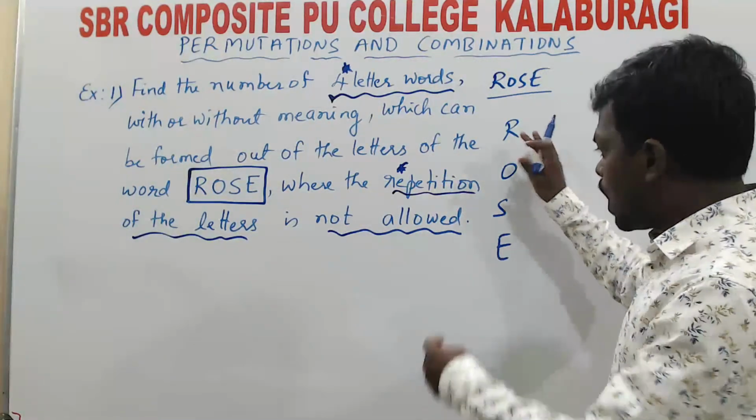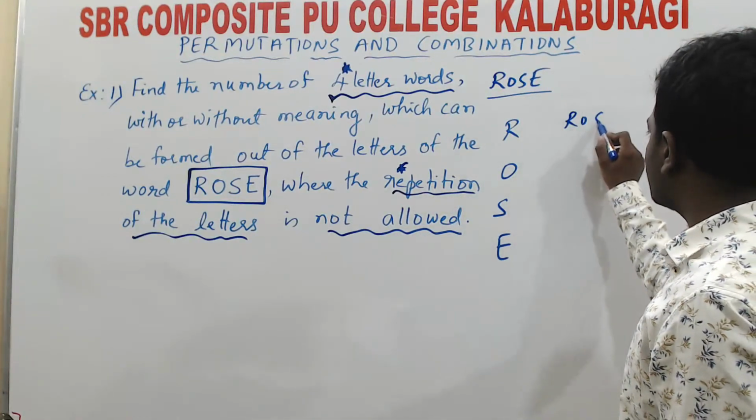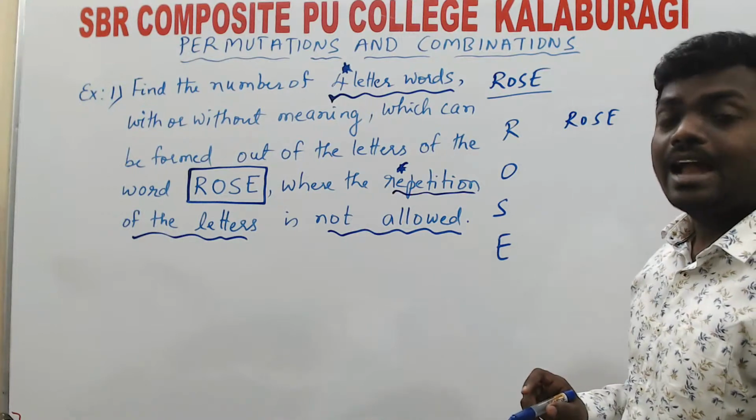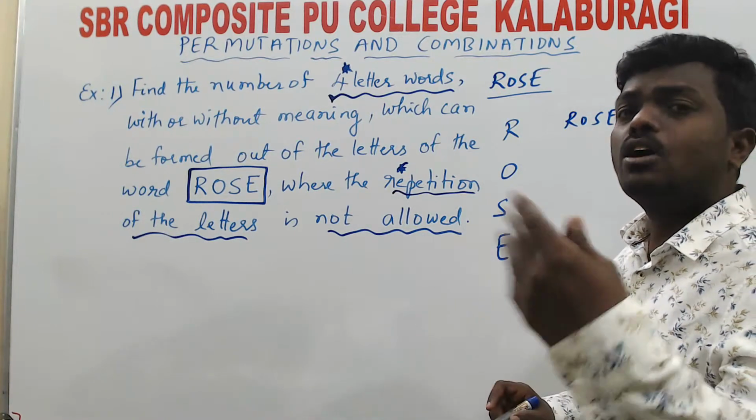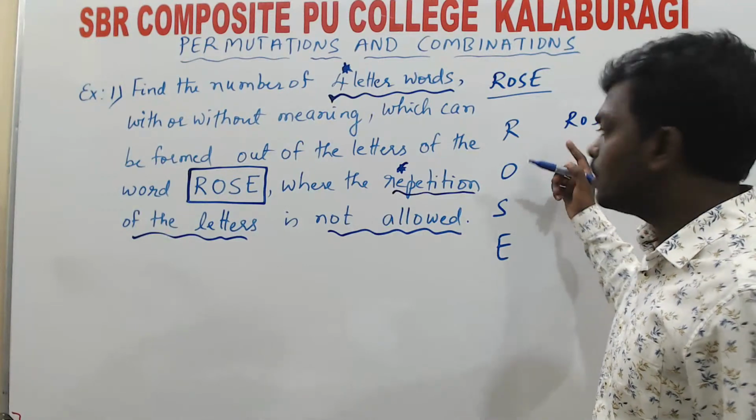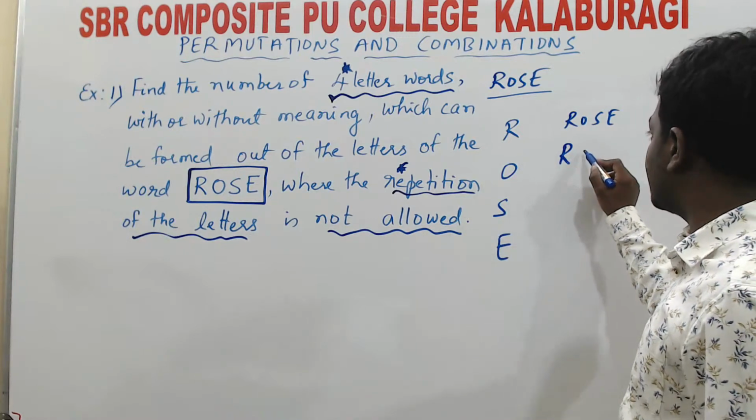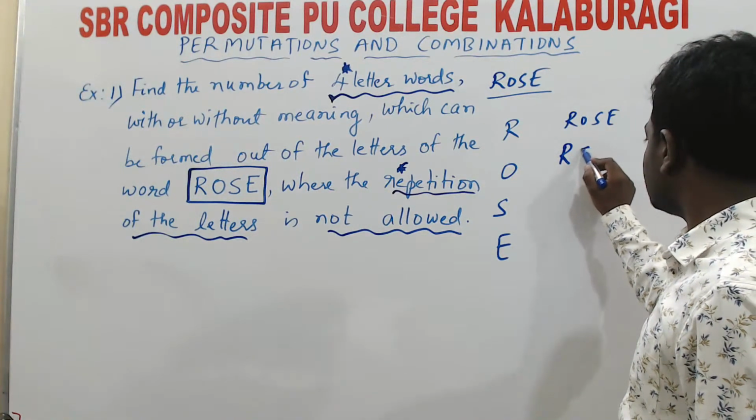Now how can we form a word out of this? One word will anyhow be rose, right? And they have also mentioned with or without meaning. So rose gives a meaning. It's the name of a flower. So what if I arrange the letters in this manner?